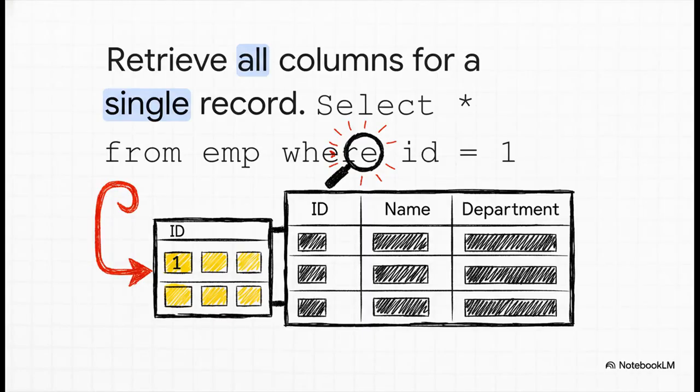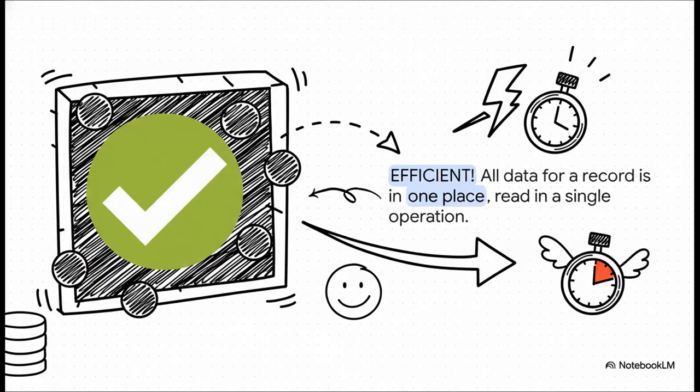So let's give it a challenge that plays right to its strengths. We're going to ask it to select everything, all the data, for the employee with an ID of 1. And boom, it's incredibly efficient. Because all of that employee's data is packed together in one spot, the database just jumps to that location and reads the whole block. It's a lightning-fast, one-and-done operation.